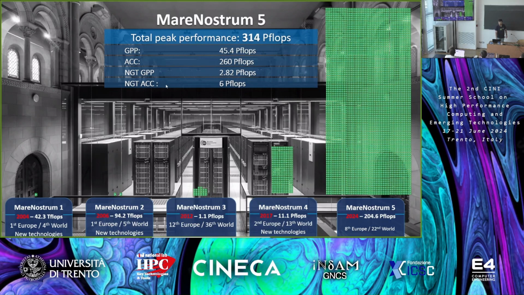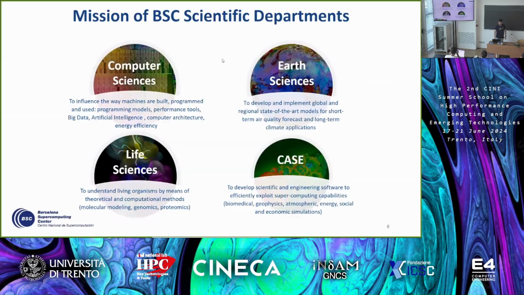Next generation technology accelerator, this is still not announced. So it's an installation in 4 steps. The first 2 are already installed, the very big ones. The other 2 that are next generation, by definition of next generation, they're always late. Okay, so BSC, the data center, has 4 research departments: computer science, earth science, life science, and engineering.